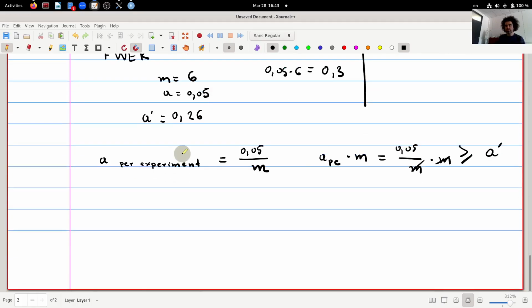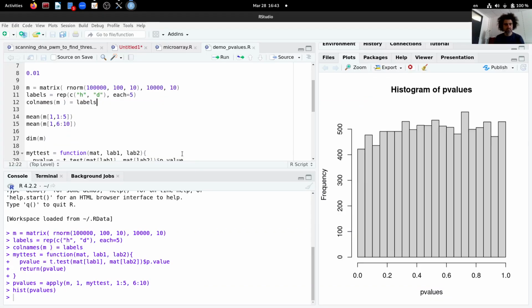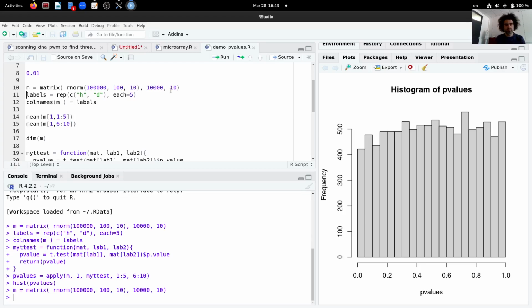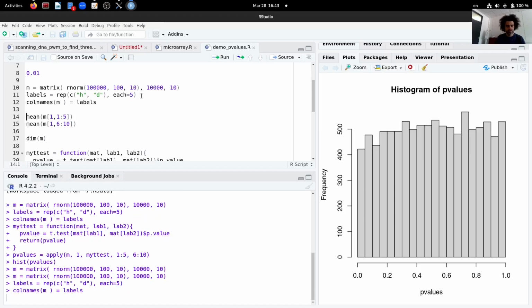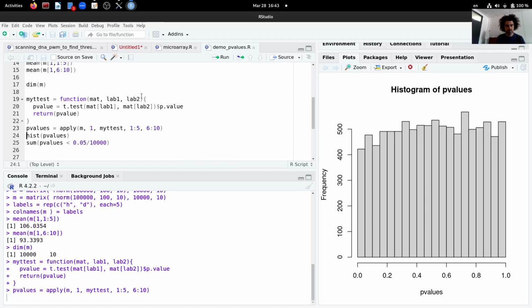Okay, let's see how it works in practice. Again, we have this matrix that comprises 10 individuals, 5 from a healthy population and 5 from a diseased population, and all of the expression values are coming from the same distribution, which means that the null hypothesis is correct. So whatever we find now will be a false positive because the null hypothesis is correct. We have the t-test.